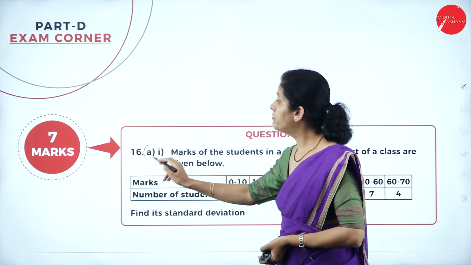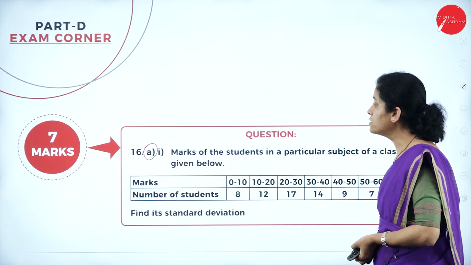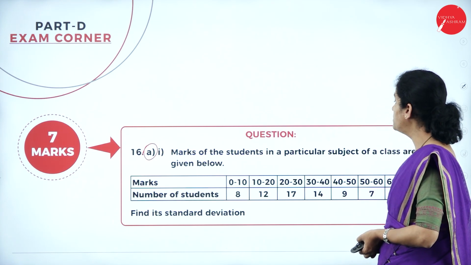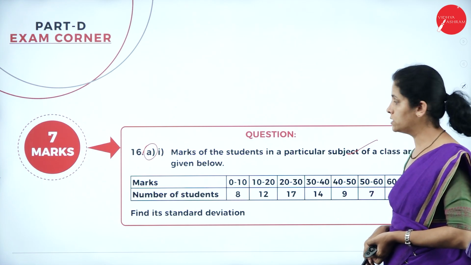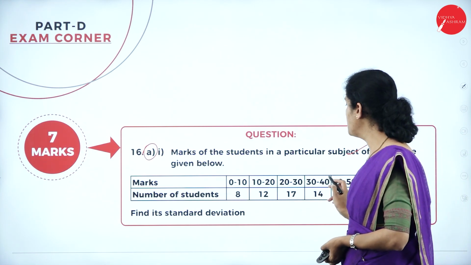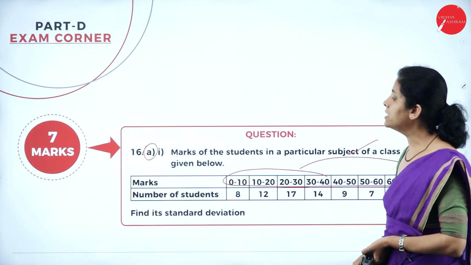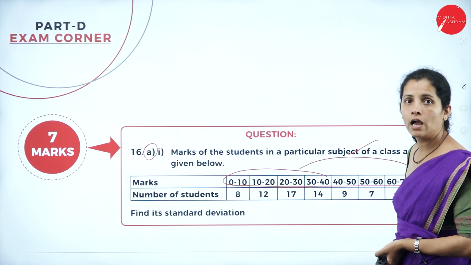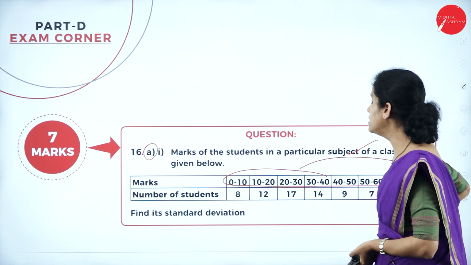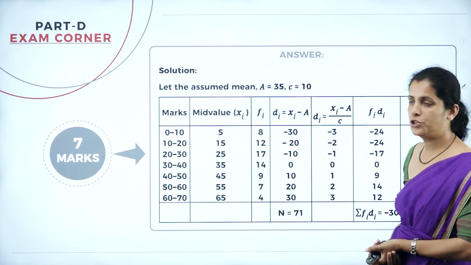Now dear student, I'm going to have another question, that is from 4th unit and the 16th question. In that first part A, in that first question, marks of the students in a particular subject of a class are given below. See here, I have the grouped data and I have the number of students, and I want to find out the standard deviation.